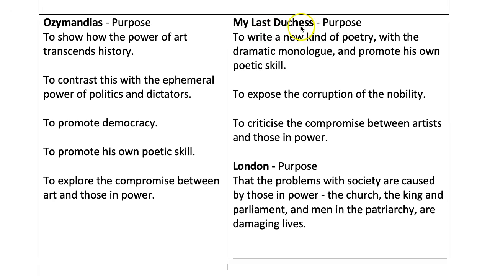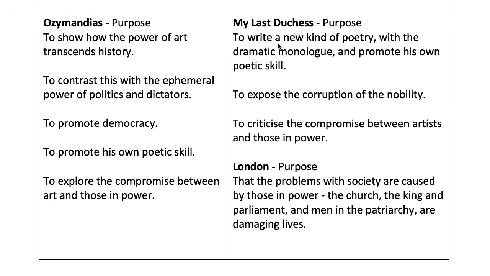Okay, well, My Last Duchess is in a way all about art, and it's all about the power of the poet. So Browning is writing this as a new kind of poetry. He's writing it as a theatrical monologue, not something that had been particularly popular. So he's inventing or promoting a kind of new form of poetry, celebrating his own art and artistry as a poet. And that promotes his own poetic skill.